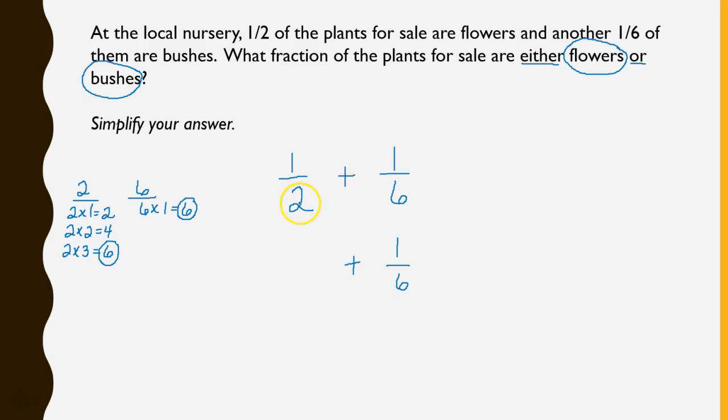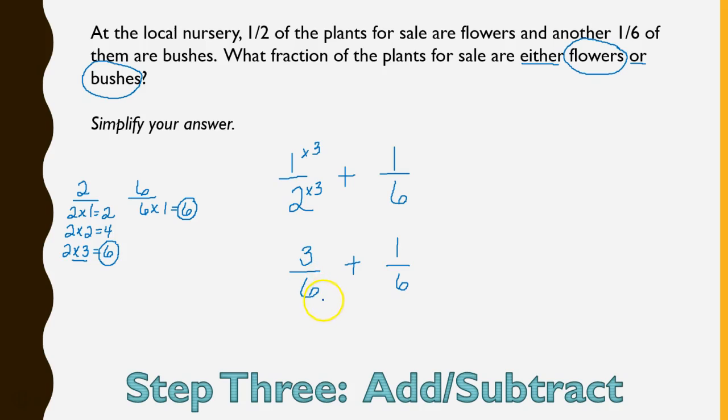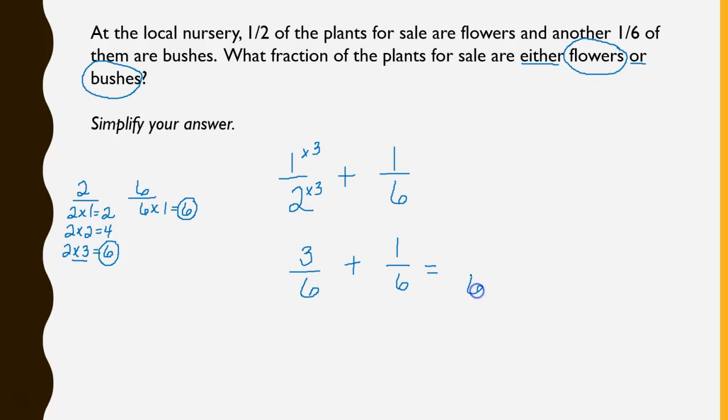How did I change this 2 into a 6? I multiplied by 3. Multiplied by 3. 1 times 3 is 3. 2 times 3 is 6. Okay, so I'm going to add these fractions now. And since the denominators are both 6, I can just write the 6 down. And I only have to add the top.